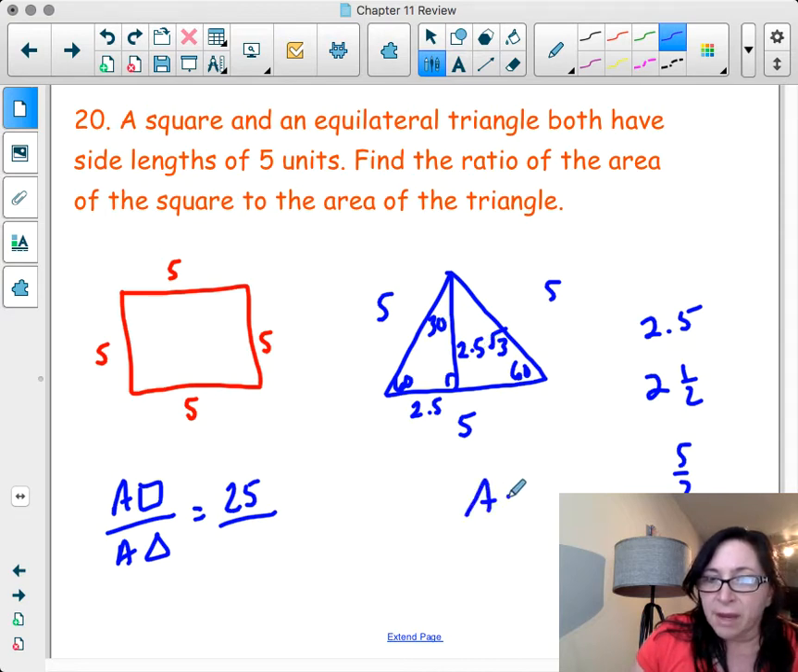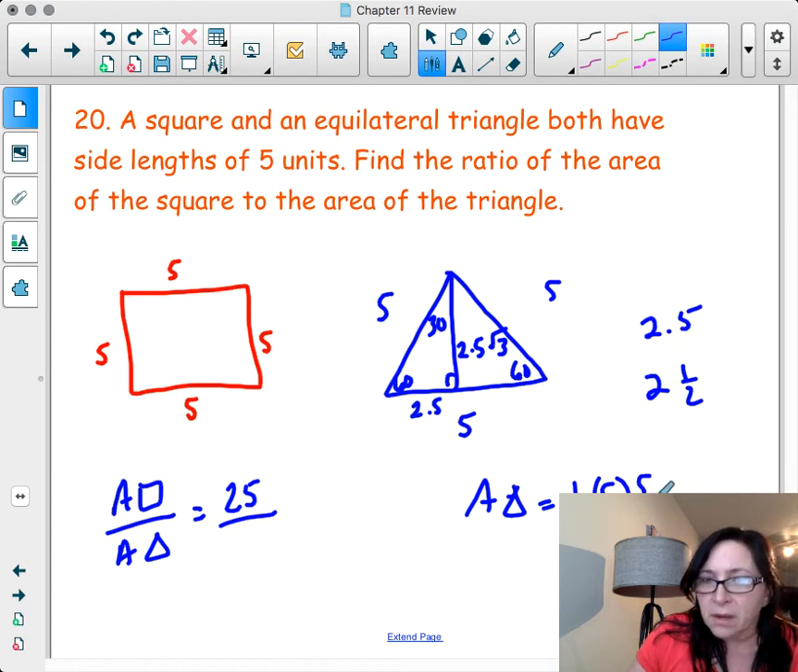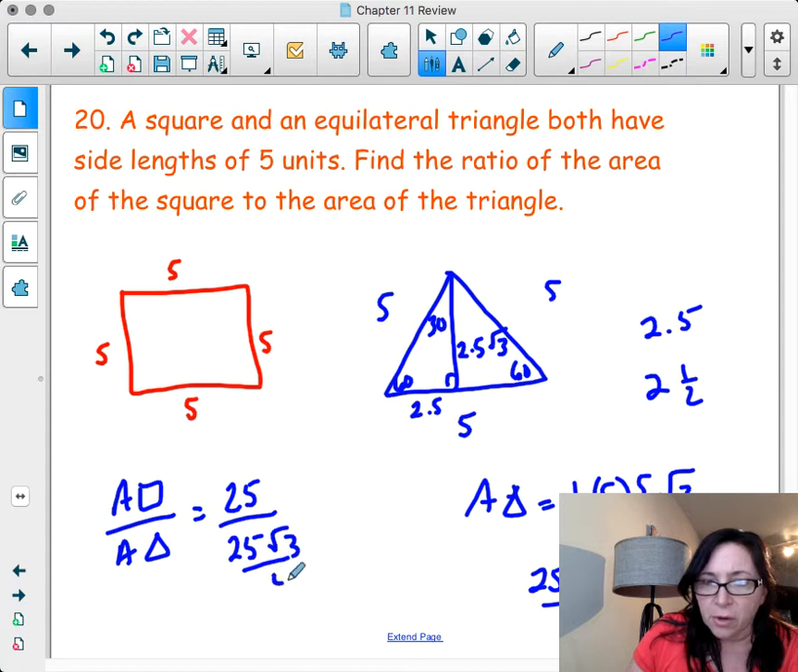So the area of my triangle is 1/2 my base times my height, which is 5 halves root 3. And so it looks like that's going to be 25. Area of that is 25 root 3 all over 4. So it's 25 divided by 25 root 3 over 4.